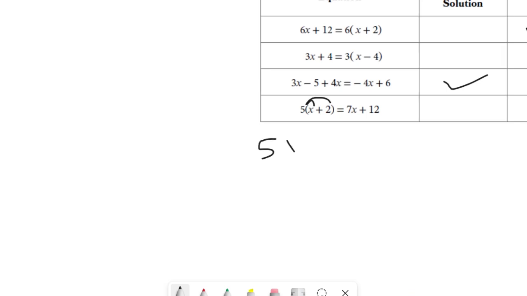Now for this last one, we're going to go ahead and distribute. 5x plus 10 equals 7x plus 12. I'm not going to solve this one, but you should see that the linear terms are different and the constants are different. Therefore, there is one solution.